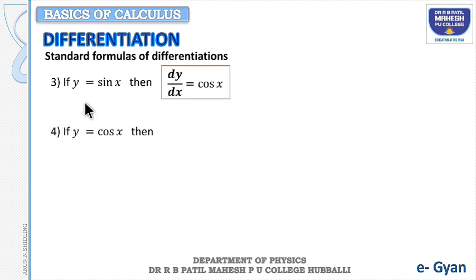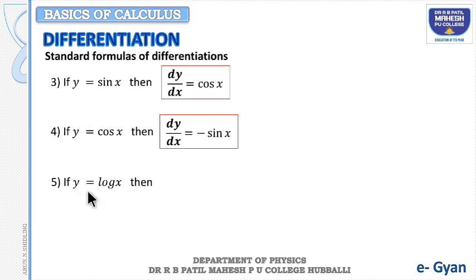So for the function y is equal to sin x, differentiation will give you cos x. And for the function y is equal to cos x, differentiation will give you minus sin x. And for y is equal to log x, which you have studied, logarithm you have studied, if you differentiate that, you will get 1 by x.